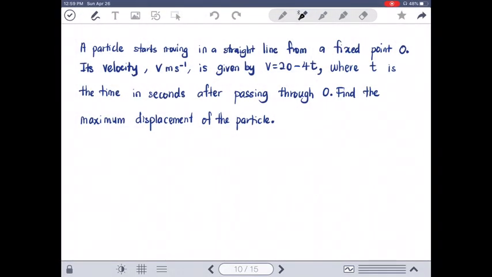Okay, for the next question, a particle starts moving in a straight line from a fixed point O. Now we are dealing with the function of velocity. It's given by v equals 20 minus 4t, where t is the time in seconds after passing through O. Find the maximum displacement of the particle. So displacement is s, and we know that s is a function of t.